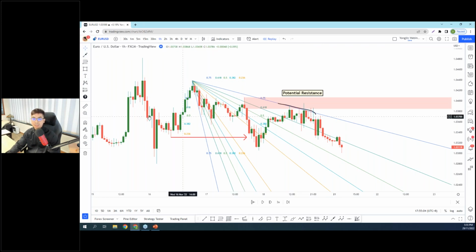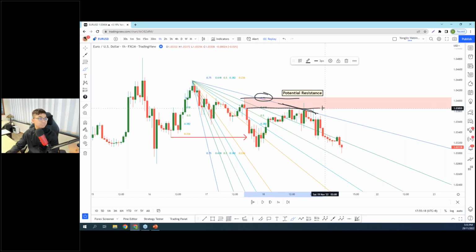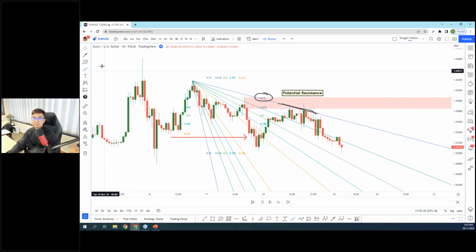Let me get my brush out. It's in line with the 75% Fibonacci ratio. So price tapped in nicely, we have a supply area. Everything lines up perfectly. Looks very, very nice.